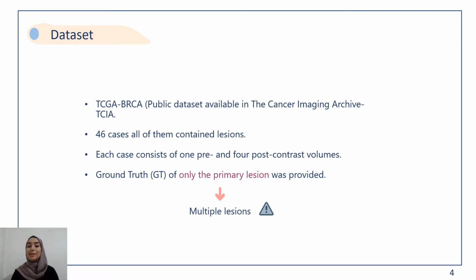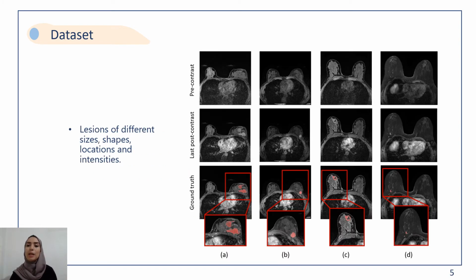We used 46 cases from a public dataset. For each case, there was one pre-contrast and 4 post-contrast volumes. And finally, the provided ground truth has only the main lesion segmented. However, most cases were diagnosed as having multiple lesions, which made it complicated to evaluate our results. Here we show some example cases of this dataset, and as we can see, lesions had different sizes, shapes, locations, and also intensity enhancements, which made it quite complicated.